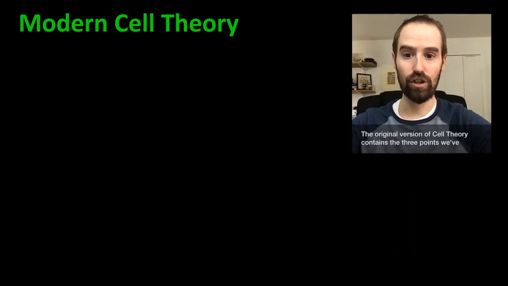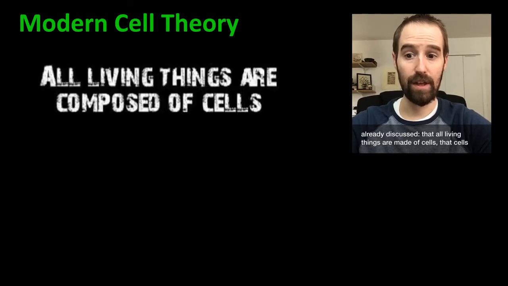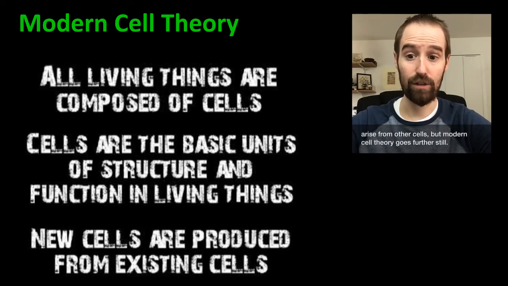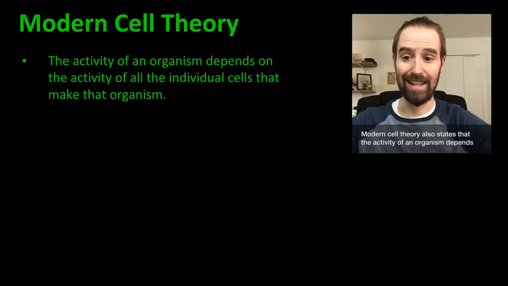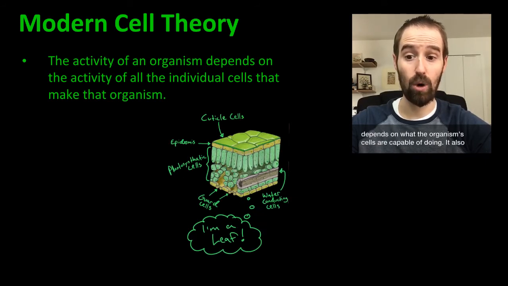The original version of cell theory contains the 3 points we've already discussed: that all living things are made of cells, that cells are the basic units of structure and function in living things, and that cells arise from other cells. But modern cell theory goes further still. Modern cell theory also states that the activity of an organism depends on the activity of all the individual cells that make that organism. Basically, this means that what an organism is capable of doing depends on what the organism's cells are capable of doing.